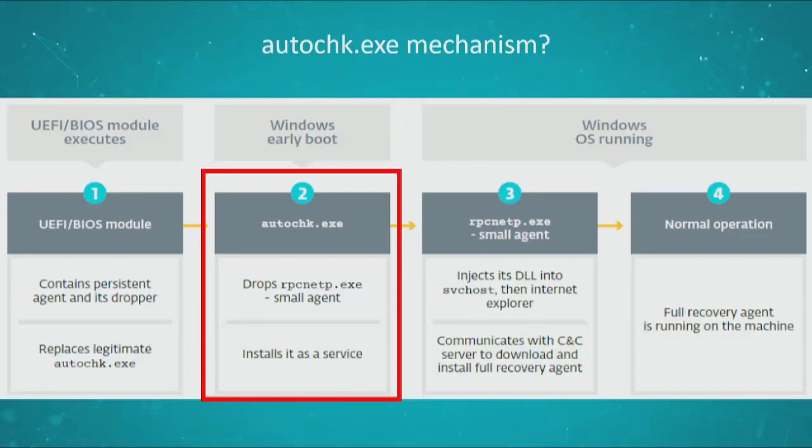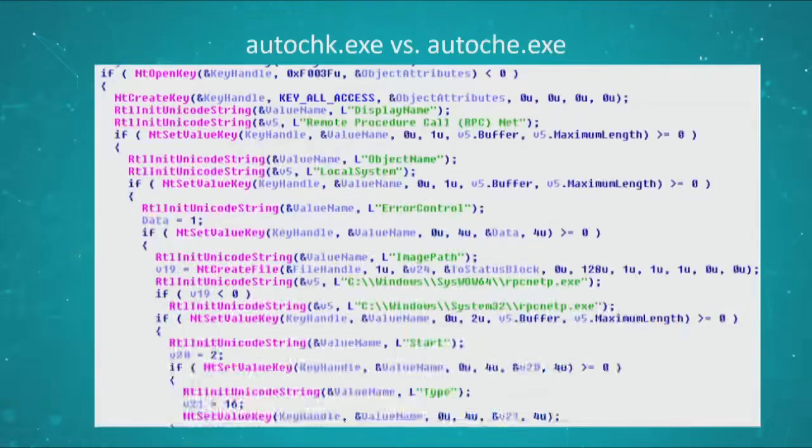So we went in and tried to find something similar, something that would tell us that these guys might be after the firmware itself, and we found an interesting file. So instead of being called autocheck.exe, it was autochk.exe. So only one letter changed, but the behavior of the executable was very similar.